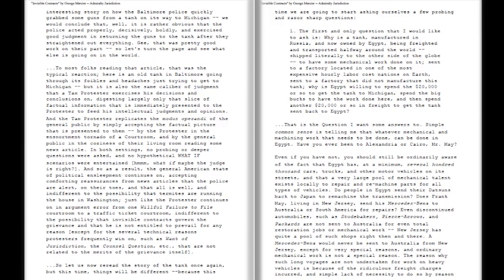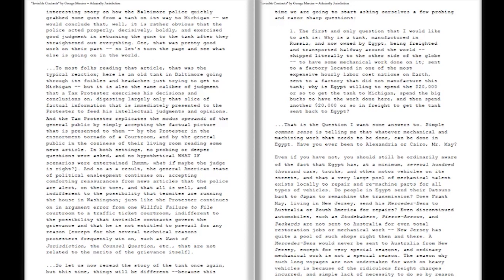Simple. Common sense is telling me that whatever mechanical and machining work needs to be done can be done in Egypt. Have you ever been to Alexandria or Cairo, Mr. May? Even if you have not, you should still be ordinarily aware of the fact that Egypt has, at a minimum, several 100,000 cars, trucks, and other motor vehicles on its streets, and that a very large pool of mechanical talent exists locally to repair and remachine parts for all types of vehicles.